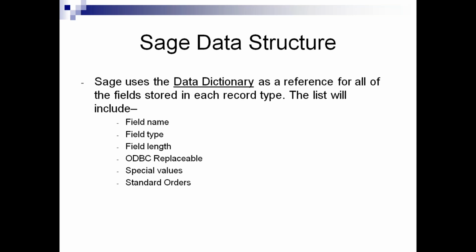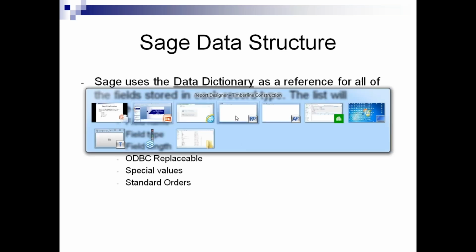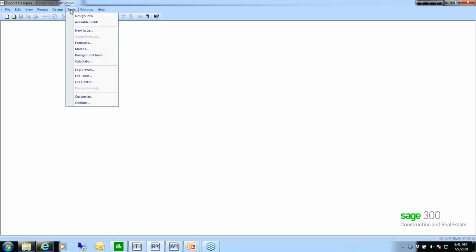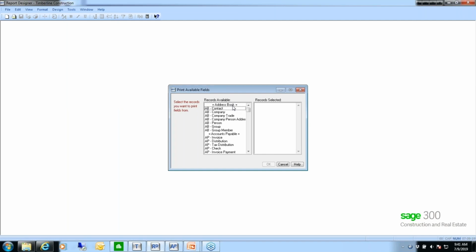Get into RD for us for a second. Under Tools, we have an option called Available Fields. I've jumped to page 2; this is at the top of page 2 in your handout. This gives you a list in alphabetical order by application. Underneath that application name, you're going to see all of the different records that are stored within the accounts payable set of files.